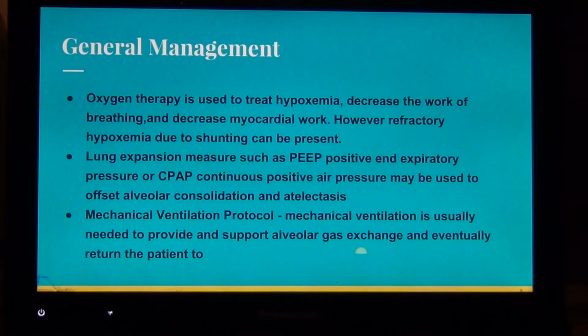Mechanical ventilation protocol. Mechanical ventilation is usually needed to provide support for alveolar gas exchange, and eventually to hopefully return the patient to spontaneous breathing.